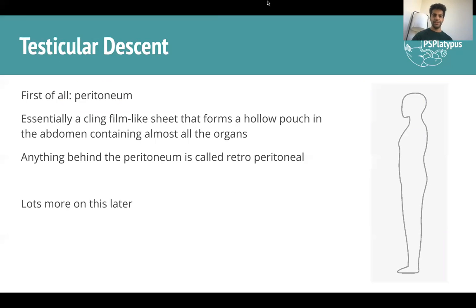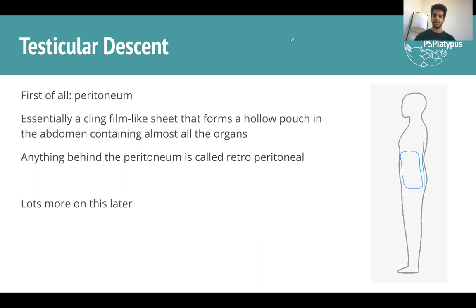Okay, testicular descent. Moving on to the second half of this lecture. This can be kind of confusing. Let me get my pen. All right, so first of all, we need to understand peritoneum. You learned about it, as I said, you've got pleura, you've got your pericardium around the heart. It's sort of similar. So you've essentially got this cling film-like layer forming this hollow pouch or bag type of thing in your abdomen, and it just contains all your organs. There'll be a lot more on this later, but basically anything that's behind the peritoneum, so in this region, is known as retroperitoneal.